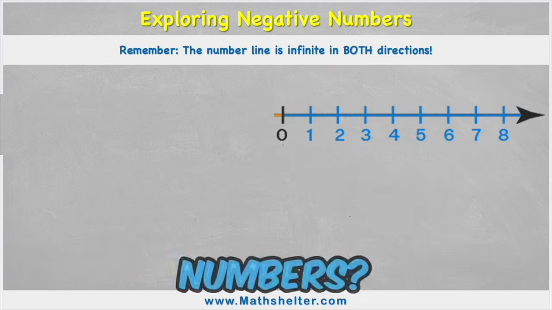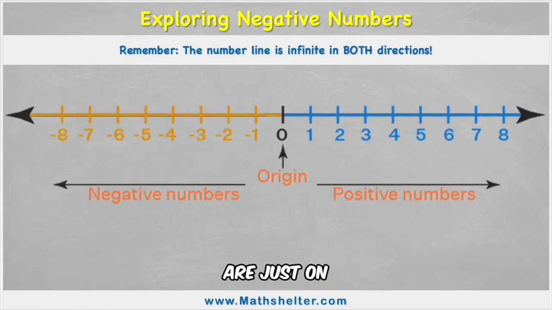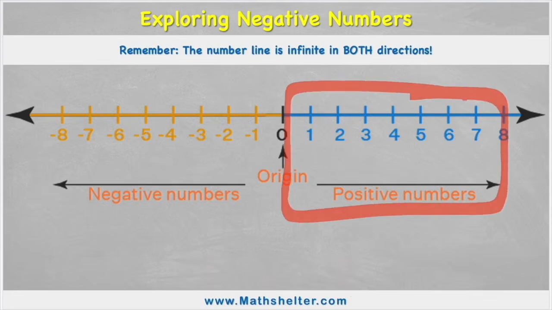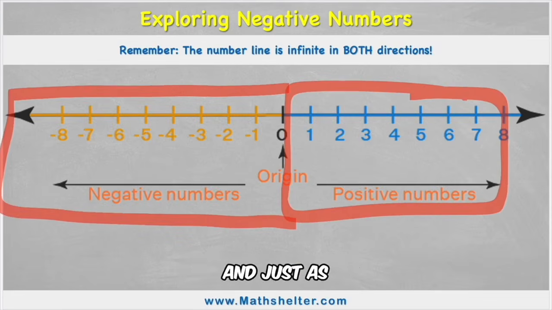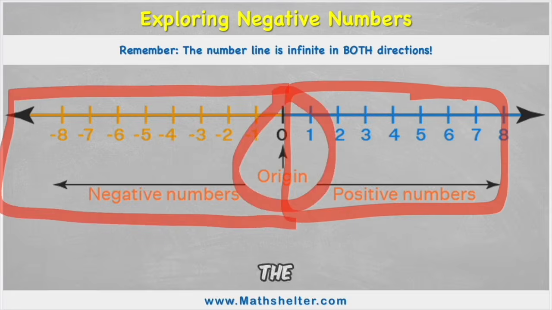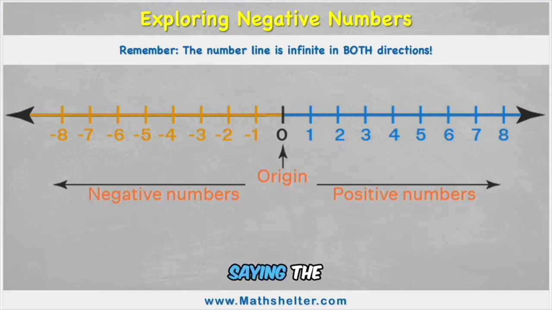So what are negative numbers? Well, negative numbers are just on the other side of the 0. So if we call this group our positive numbers, these then become our negative numbers. And just as a matter of fact, 0 is called the origin. Almost like saying the start.